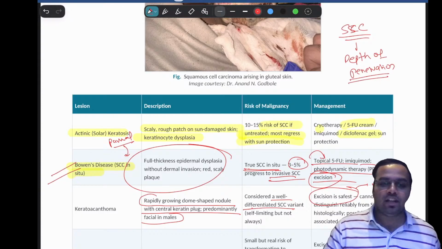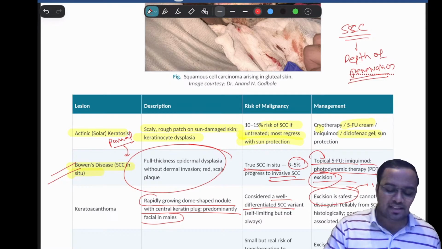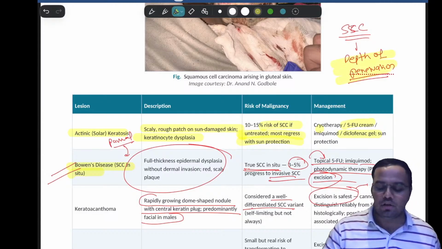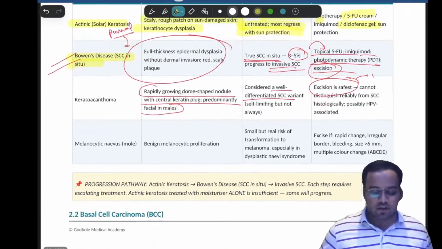The more the depth of the lesion, the more mortality and morbidity the patient is going to have. So in squamous cell carcinoma, the prognostic indicator is always the depth of the lesion. So whenever you are in doubt, just excise it.